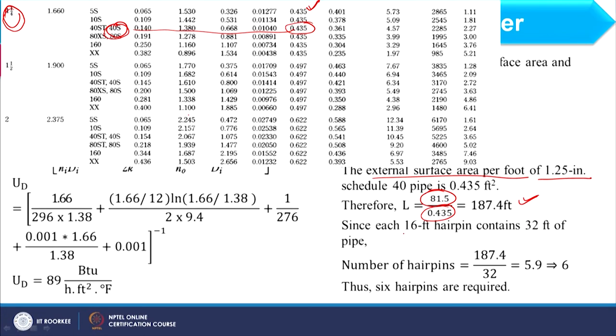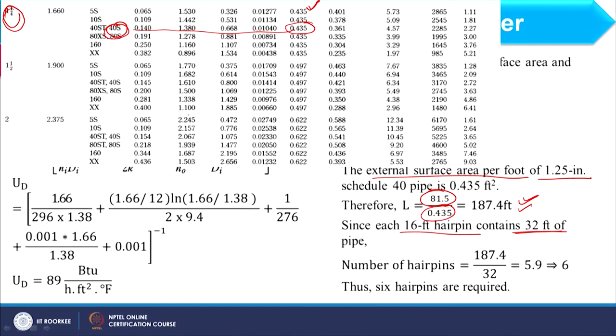Further, if I consider a 16 feet hairpin, the total length of the pipe is 32 feet. If you remember the last lecture, I told you that hairpin length is 16 feet, but that is given as half of the length. So if I say 8 feet hairpin or 16 feet hairpin, it means it is only half the length of the total pipe. So if I have 16 feet, 32 feet is the total length, and 187.4 feet is the total length of the exchanger that we have already seen. So, we can simply find 6 hairpins as the total number of hairpins in this example.